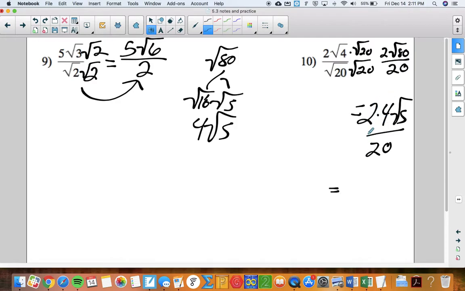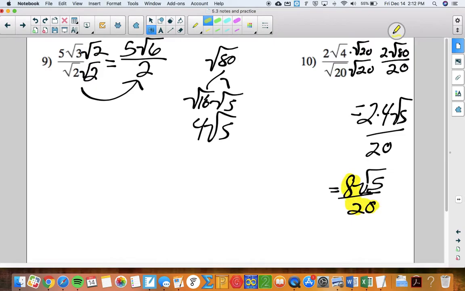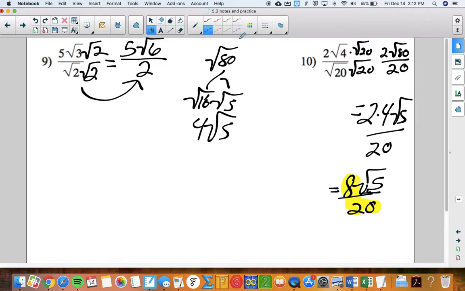So then these are whole numbers that I can multiply on the top together. So 2 times 4 is 8. Oops, times the square root of 5. There we go. And then on the bottom we have 20. So you can multiply whole numbers together. You can also simplify fractions with whole numbers. So you can divide 8 and 20 by 4 to simplify the whole number fraction. So you get 2 over 5 square roots of 5.